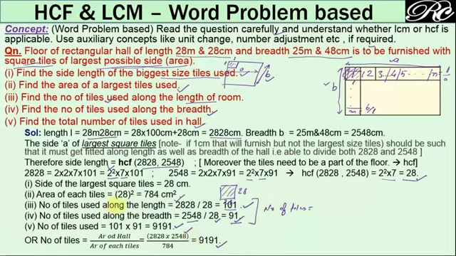So first we shall understand whether LCM is required or HCF is required. Then an auxiliary question based on that is framed, and that can also be calculated. Let us go for another question.